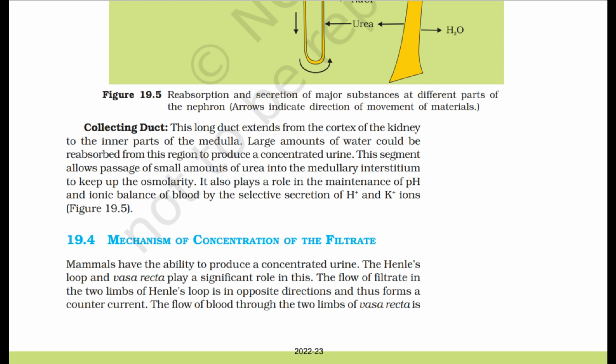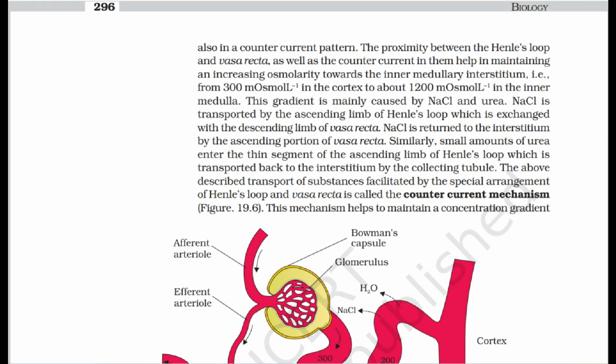The flow of filtrate in the two limbs of Henle's loop is in opposite directions and thus forms a counter current. The flow of blood through the two limbs of vasa recta is also in a counter current pattern. The proximity between the Henle's loop and vasa recta as well as the counter current in them help in maintaining and increasing osmolarity towards the inner medullary interstitium, that is, from 300 mOsm per liter in the cortex to about 1200 mOsm per liter in the inner medulla.